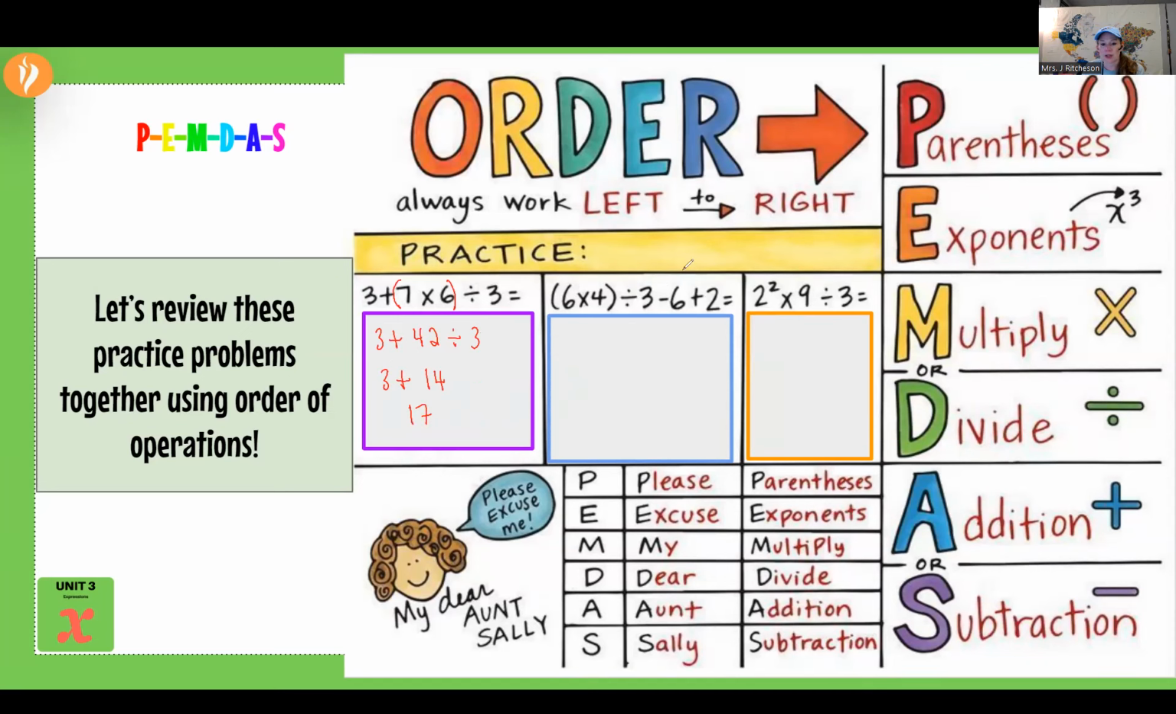All right, here we're going to do exponents first. 6 times 4 is 24. Bring everything else down.